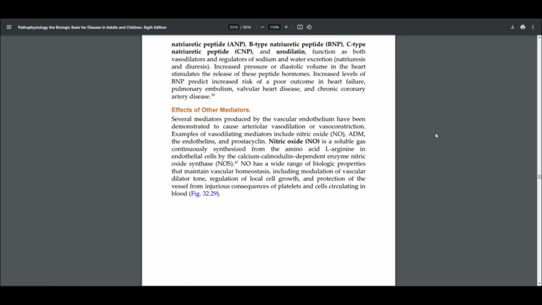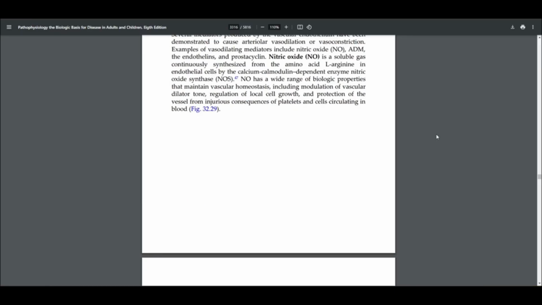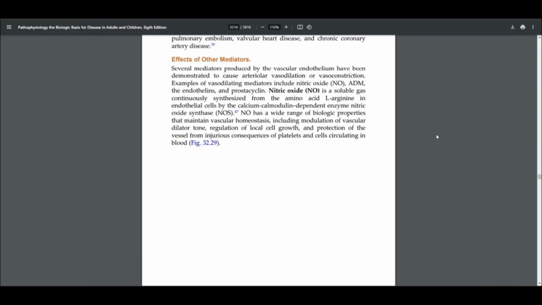The effects of other mediators. Several mediators produced by the vascular endothelium have been demonstrated to cause arteriolar vasodilation or vasoconstriction. Examples of vasodilating mediators include nitric oxide and ADM, the endothelins, and prostacyclins.